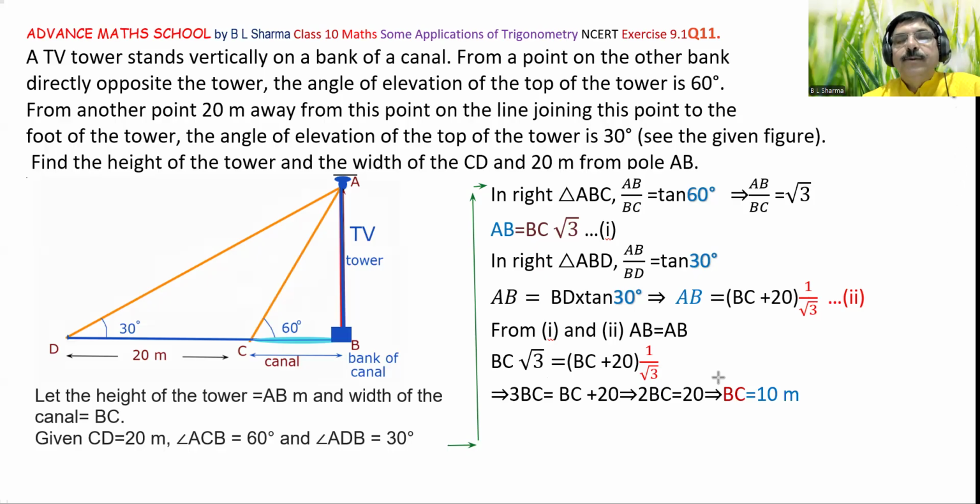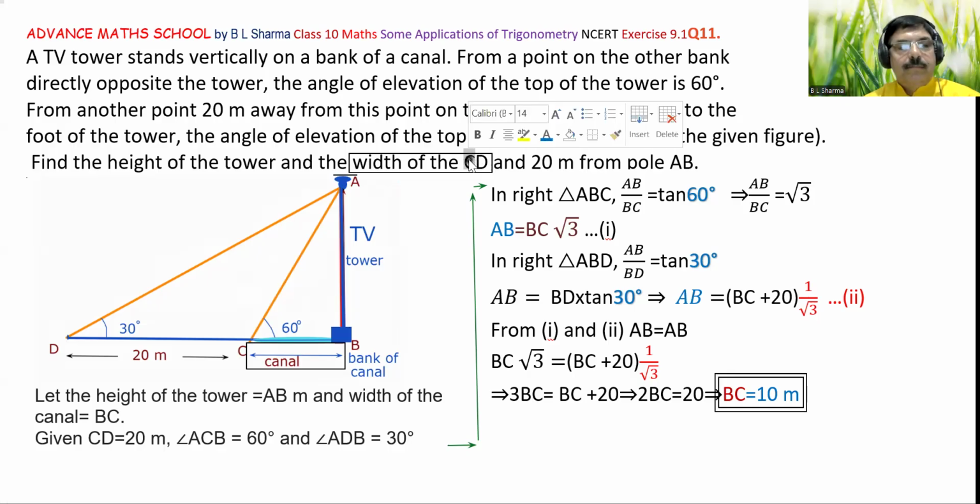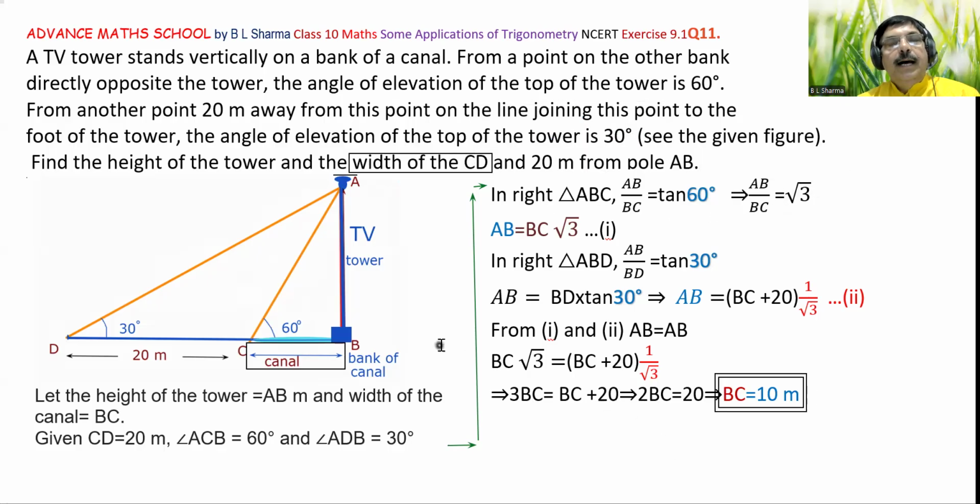BC is equal to 10 meter means you can say the length of the canal, that is BC, and here BC is equal to 10 meter. तो आप कह सकते हो कि width of the canal 10 meter है. आपको पूछा था, यहां पे ये width होगा BC. अब देखिए BC हमारे पास फाइंड आउट हो चुका है.